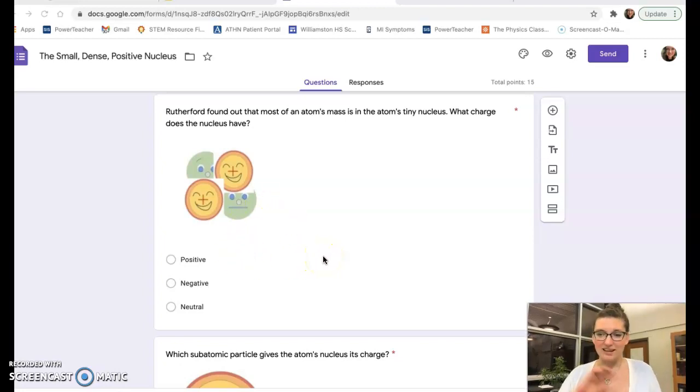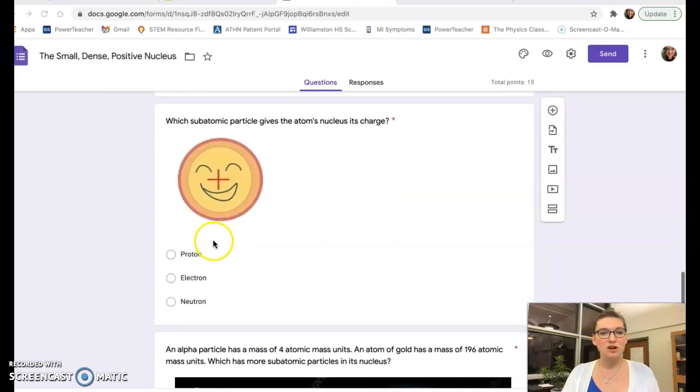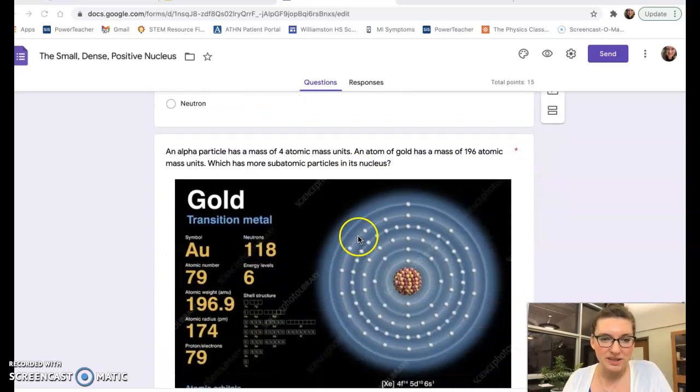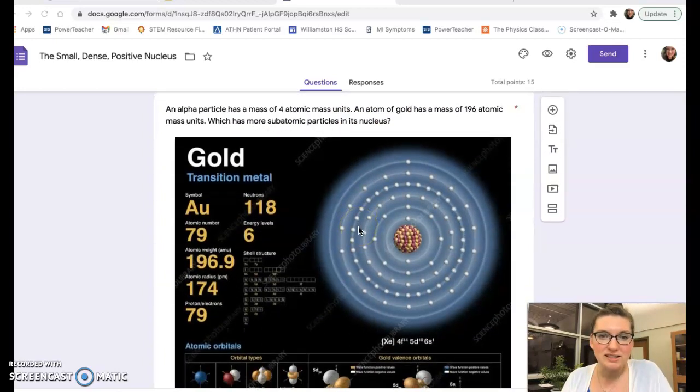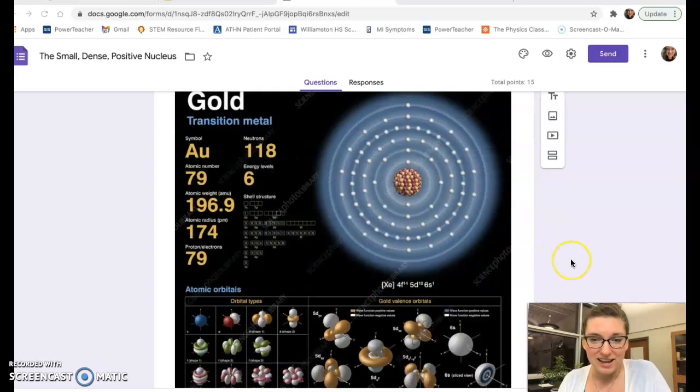And then the number of electrons balances that out. So which subatomic particle gives the atom's nucleus its charge? Protons. This is my rendition of a proton. An alpha particle has a mass of 4 atomic mass units. An atom of gold has a mass of 196 atomic mass units, which has more subatomic particles in its nucleus.